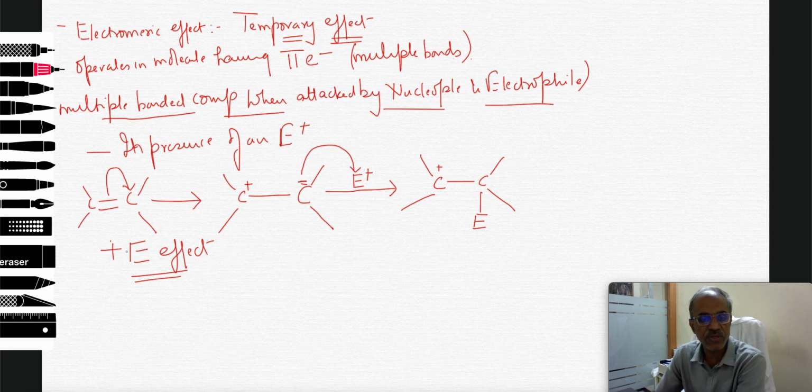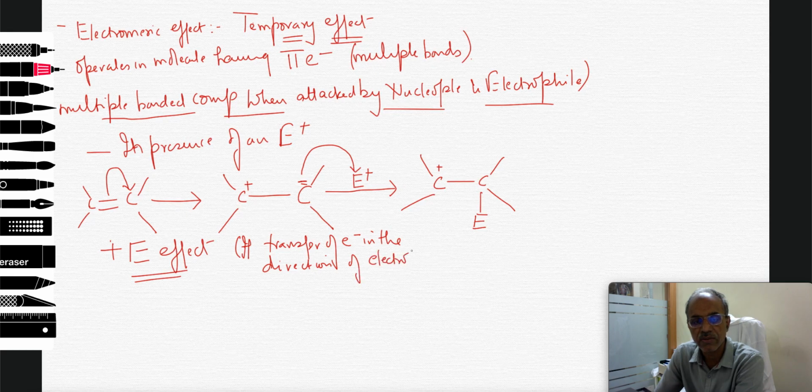Since it is happening in the direction of the electrophile, it is a transfer of electrons in the direction of the electrophile, or towards the electrophile. So it is known as plus E effect.